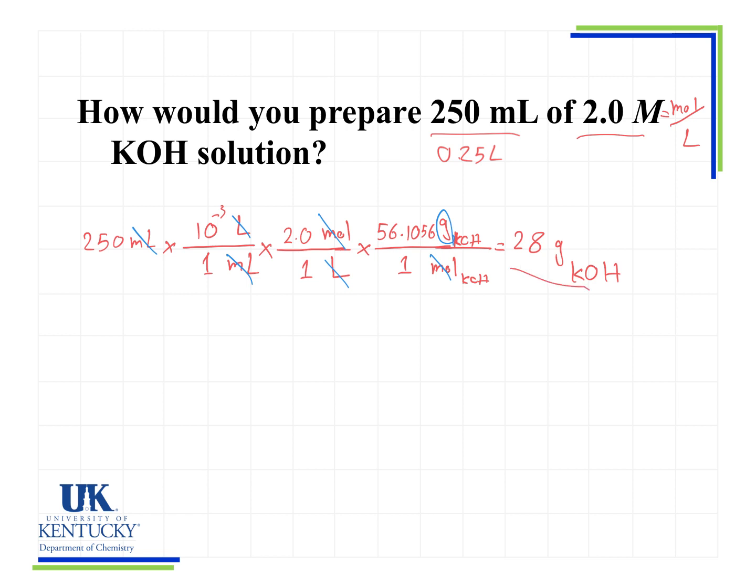You weigh out 28 gram of KOH, you add it to the volumetric flask. If you accept this as the volumetric flask, it's a 250 milliliter volumetric flask. So you add your KOH in it, and then you add water until you get here. Then you shake it, you dissolve the KOH, and then you add more water until the bottom of the meniscus is here, and then you shake it so you have a uniform solution, and that's your 2 molar solution.